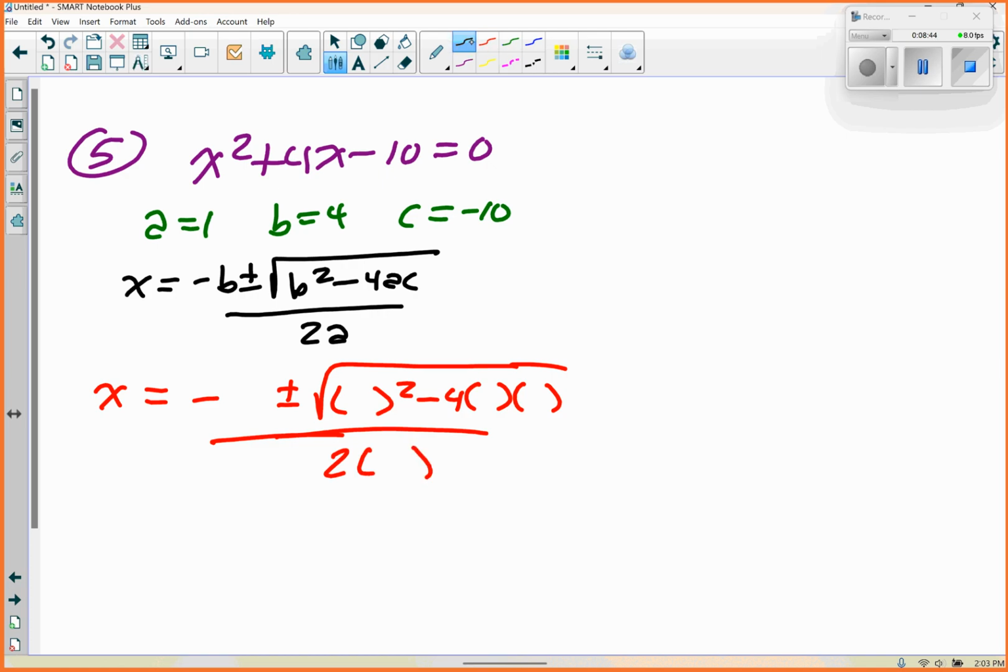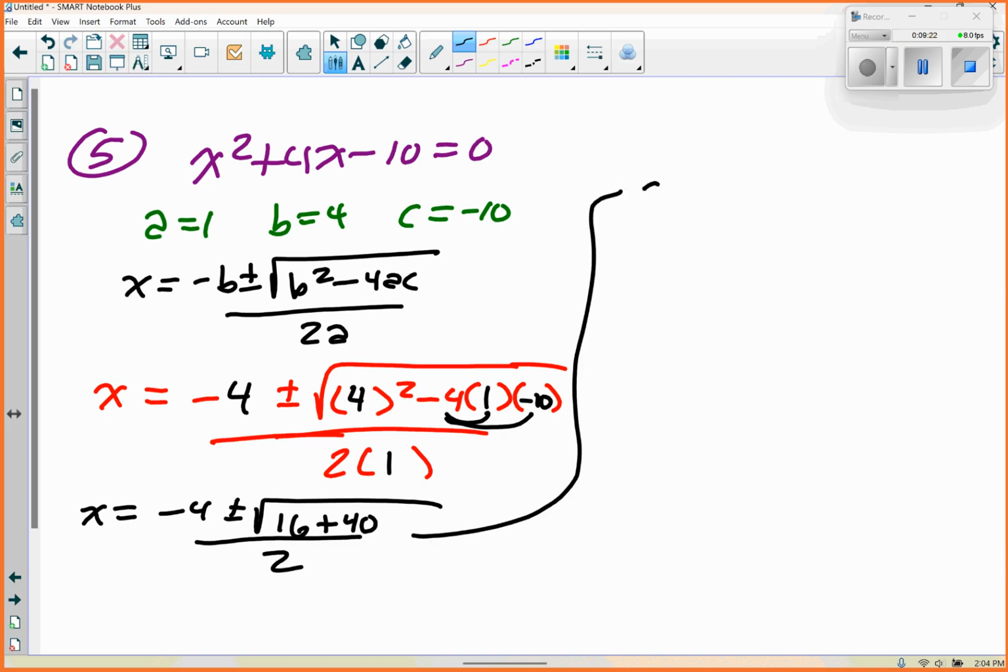All right. So what goes right here where my pencil circling? 4. What goes here? 4 again. What goes here? 1. What goes here? -10. What goes down here? Yeah, there you go. All right. So let's start simplifying it. 4 squared, I believe, is 16. -4 times 1 is -4. -4 times -10 is positive 40, right?